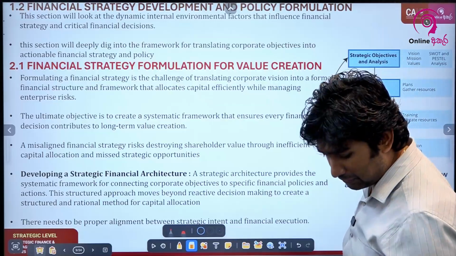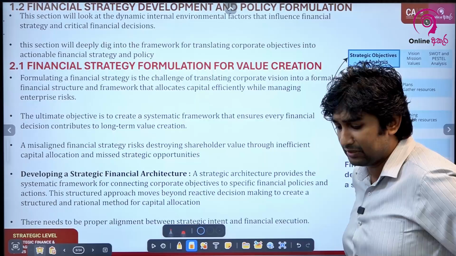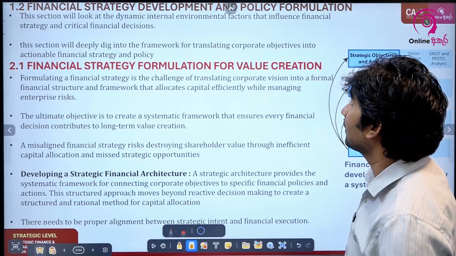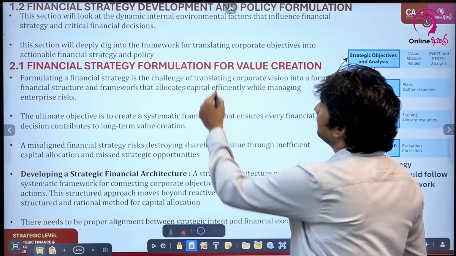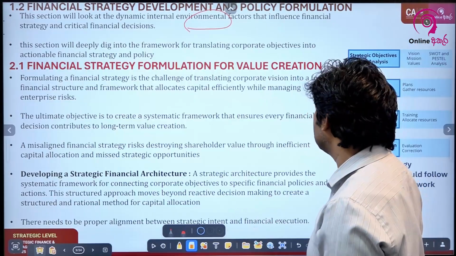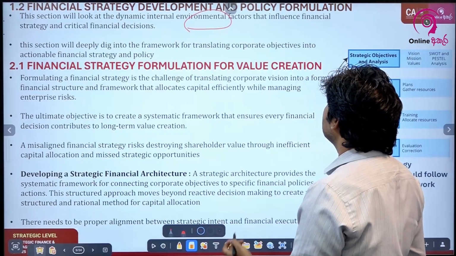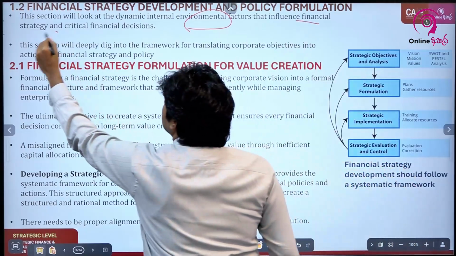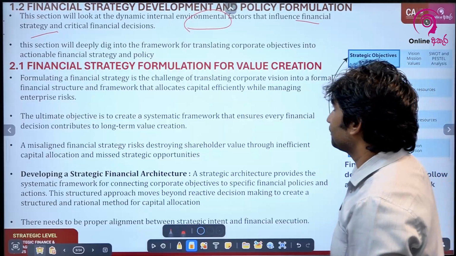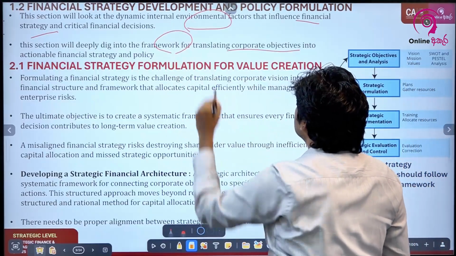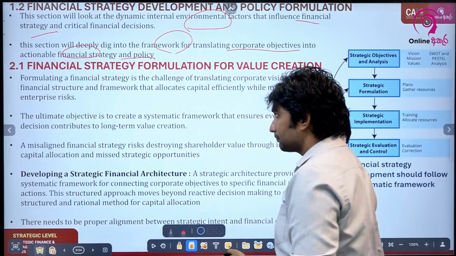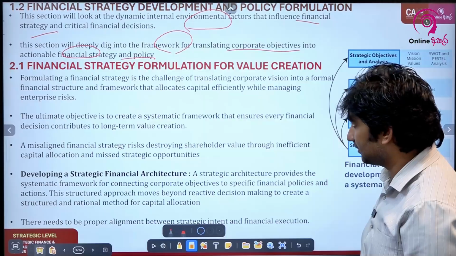Financial strategy development and policy formulation. So this is where the bulk of today's discussion will revolve around, more or less. This section looks at the dynamic internal environmental factors. So internal environment meaning things that are internal to the organization, how internal environmental factors impact the financial strategy and financial decision making in the organization. And also we are going to look into the framework that we use for translating corporate objectives into actionable financial strategy and policy. So these are the areas that we would be discussing more or less.